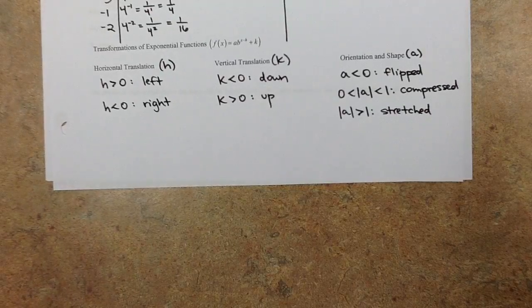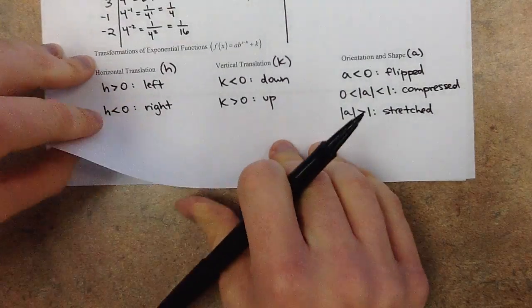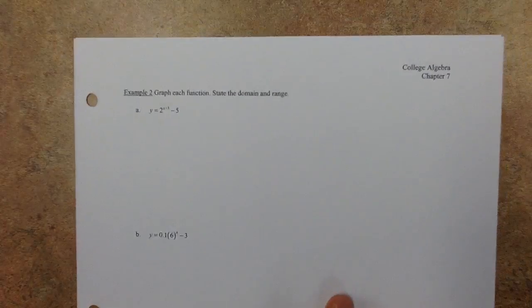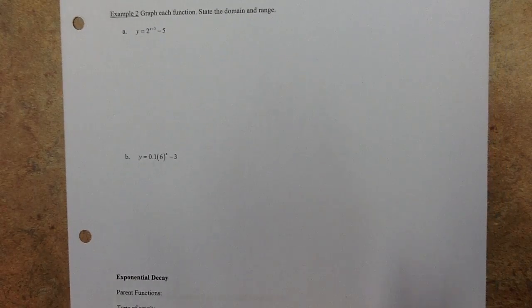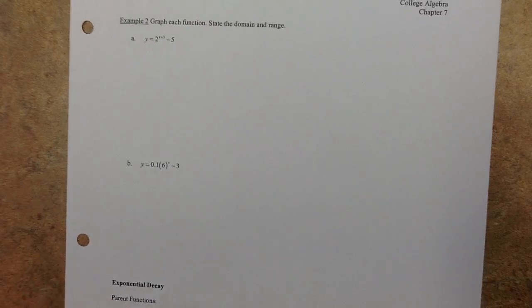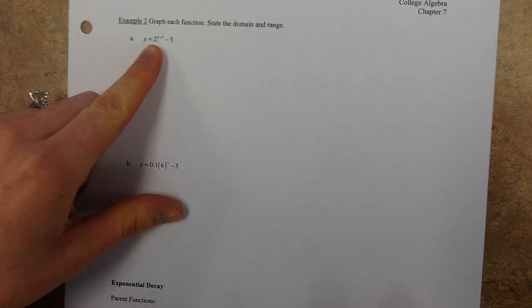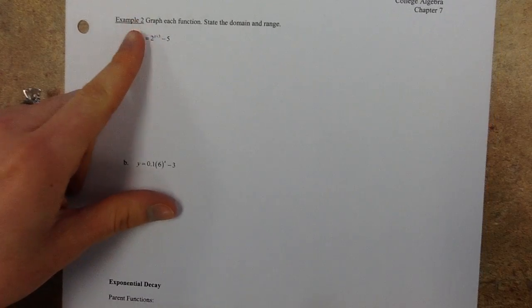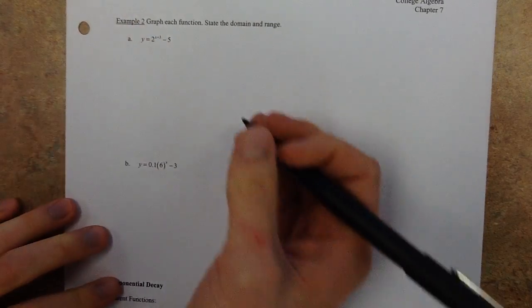Okay, so we wrote down some of these changes. Let's take a look at some of these changes. So in example 2, we're going to look at a couple of graphs here. Now, I want us to talk first about what the translations are going to look like, and then we're going to graph it. Okay, so here we have a base of 2. So that's not a. There's nothing out in front of the 2. The base is just 2.